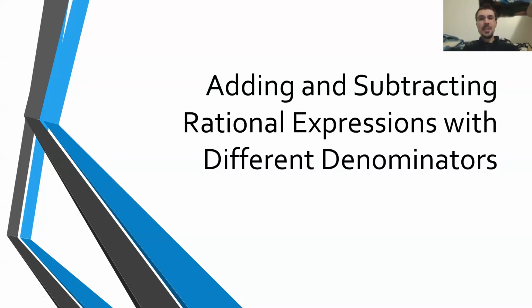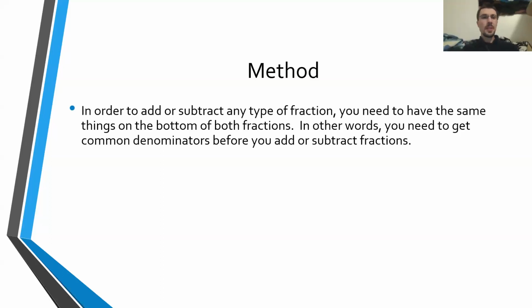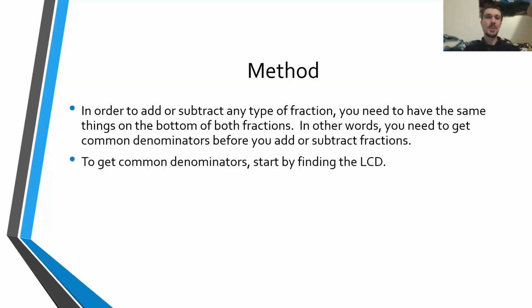Hi everyone. In this video, we are going to talk about adding and subtracting rational expressions with different denominators and do several examples. First of all, let's talk about the method. In order to add or subtract any type of fraction, you need to have the same thing on the bottom of both fractions. In other words, you need to get common denominators before you add or subtract fractions.